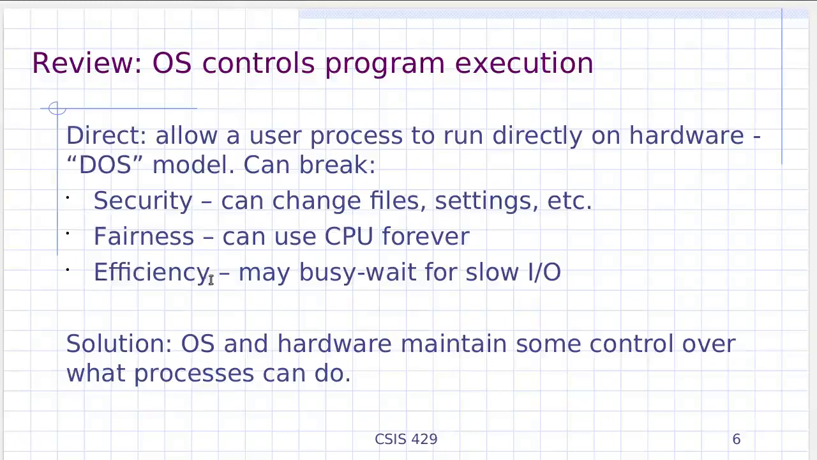Also, efficiency might go down because of something we'll talk about later. I/O, or input output, especially when you're dealing with files or slow disks, is going to be slow. And if you have a CPU that's just waiting for I/O to happen, that's not efficient. The solution to all of these problems of direct execution is to have the operating system have a lot more control over what gets used and what processes can do. That's really the more interesting solution that we're going to look at.